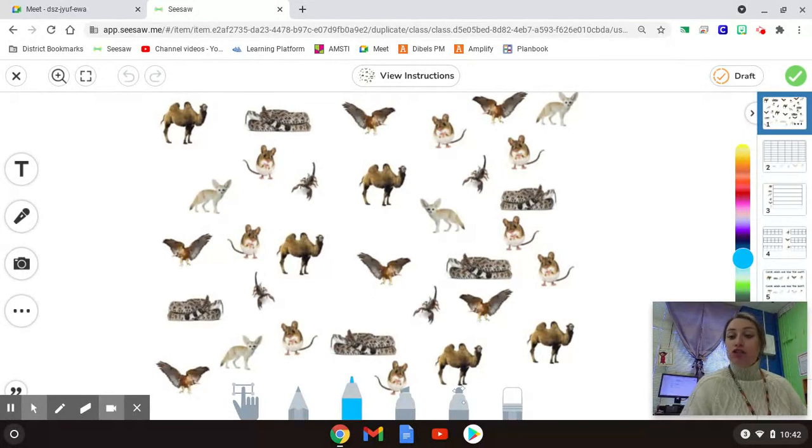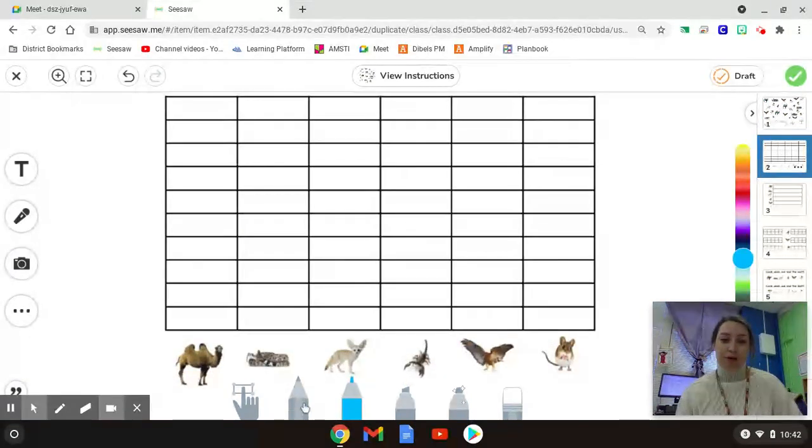So first you'll start with a page like this. This is on Monday, and you need to count the animals. I will count the camels. I'll do the camels. So I'll count 1, 2, 3, 4, and 5 camels. So then I go to the next page, and it is a bar graph.